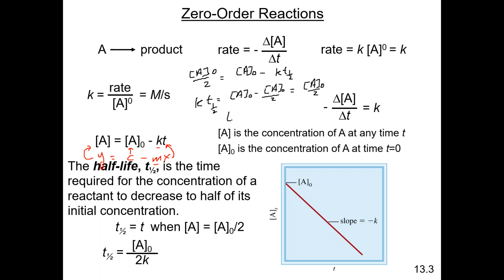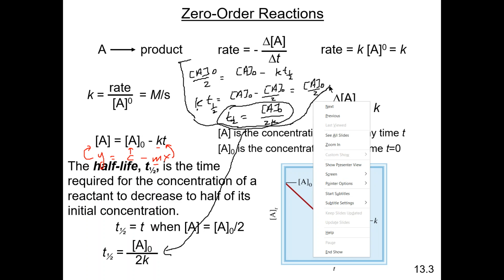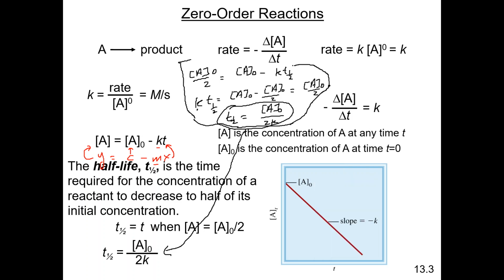Therefore, T half would be equal to the concentration of A0 over 2K, which is the same thing as this equation down here. I think it's important that you see this as a separate thing, so let me put it in a box. Okay, that basically shows you how we derive the equation for the half-life of a zero order reaction.